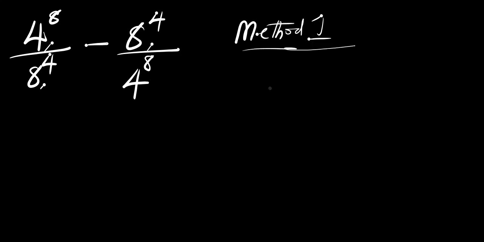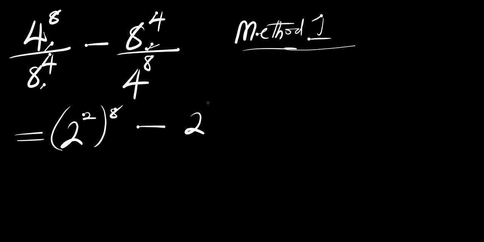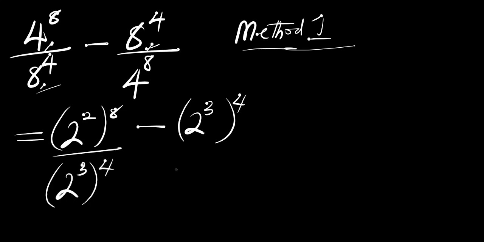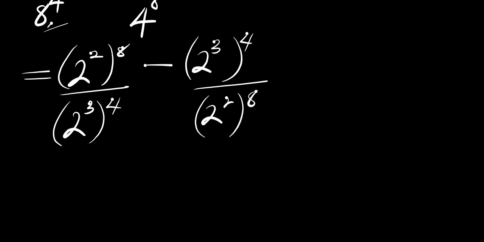The first method is simply, now 4 is a perfect square, so 4 power 8 we can have as 2 power 2, that is 4, or power 8, then minus 8 here, we can have it as 2 power 3, or power 4, and this is divided by 8 power 4 again, which is 2 power 3, or power 4, then divided by 4 power 8, which is 2 power 2, or power 8.